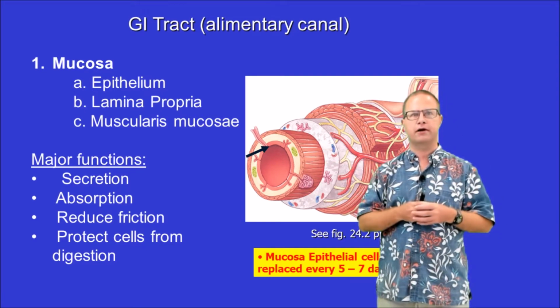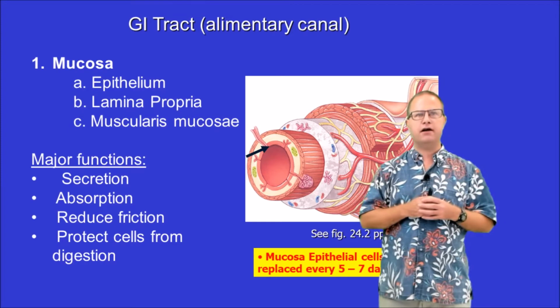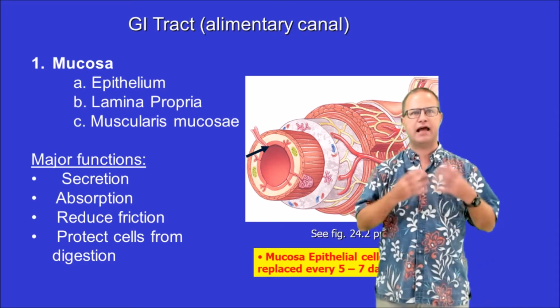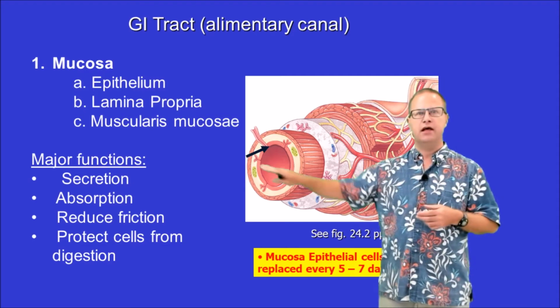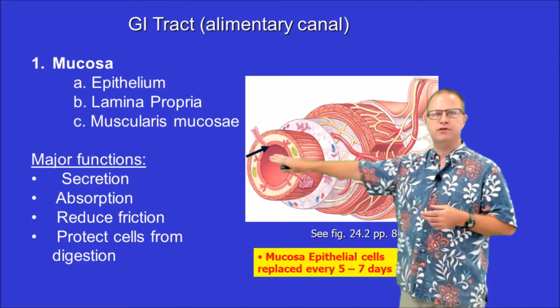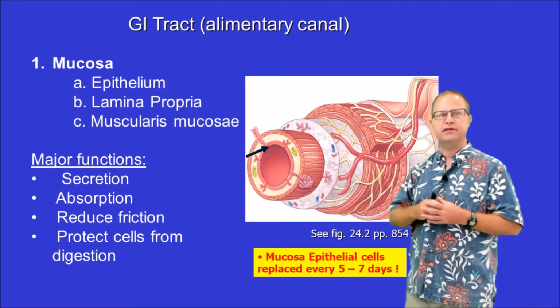So the functions of the mucosal layer are 1, secretion. We're secreting enzymes. We're secreting things like mucus and acids. 2 is absorption. Number 1 here for absorption is in the small intestine. We have a simple epithelium, and we just wick that stuff across and put it eventually in the bloodstream.